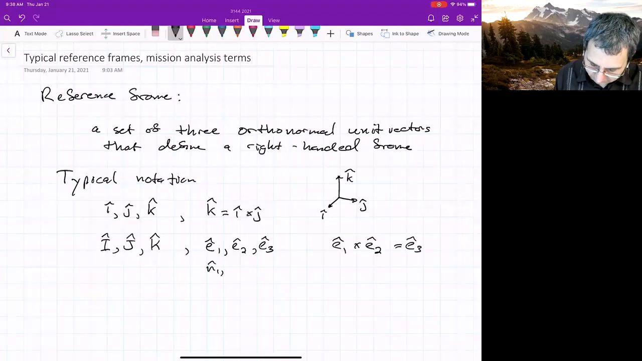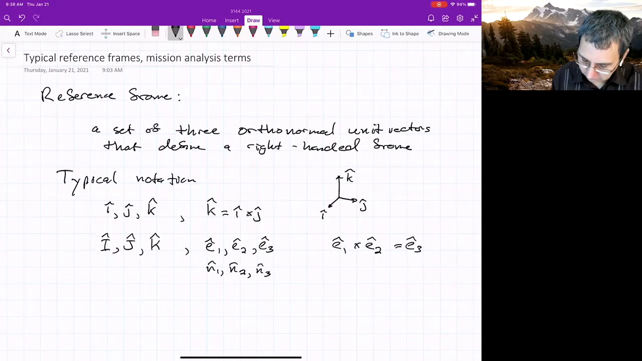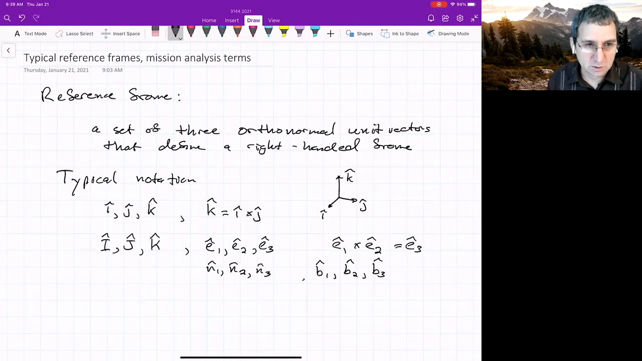We'll often use N for an inertial frame, or a frame in which you can use Newton's laws. That's why N. And then also B for a body-fixed frame. Okay. So that's the type of notation that we'll be using. Right-handed frame. Ortho up here means they are orthogonal to each other. They're 90 degrees away from each other. Normal means they're all unit vectors, so that's kind of redundant.